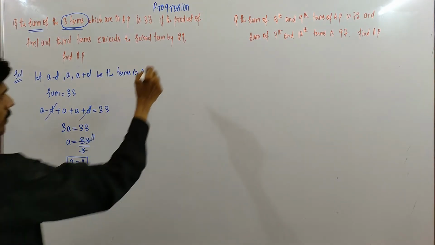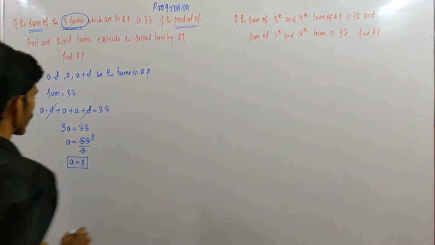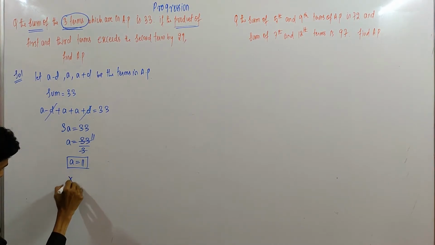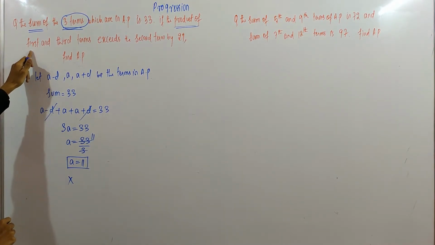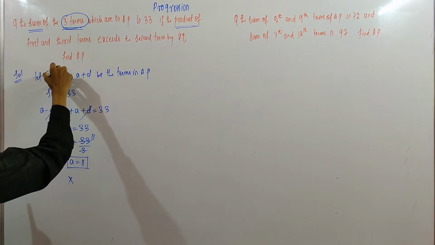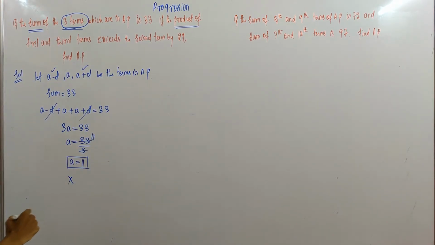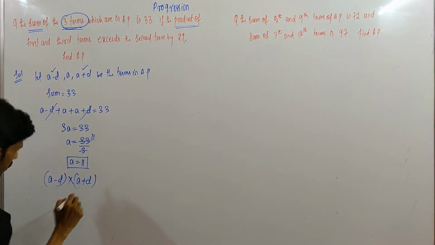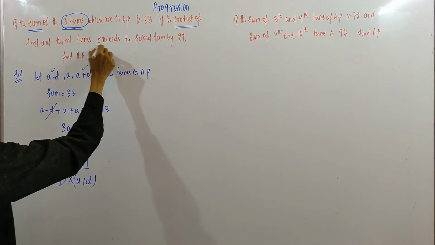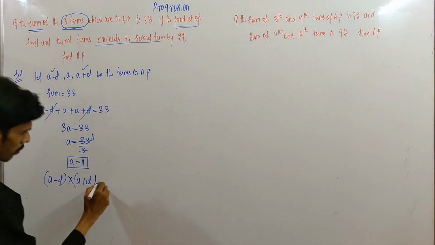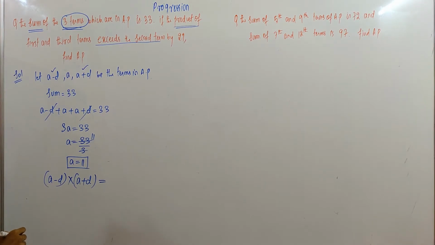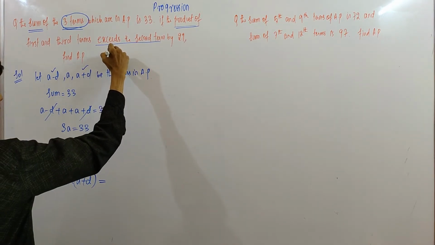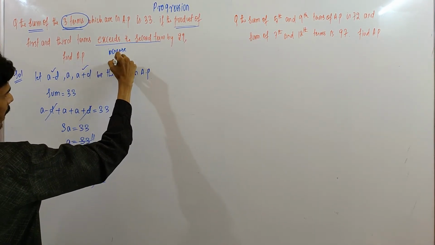Now the next thing given is the product. Product means multiplication. So we have the multiplication of the first term and third term. First is a minus d, third one is a plus d. So a minus d into a plus d exceeds the second term, which means it is more. Exceed means increase, added.